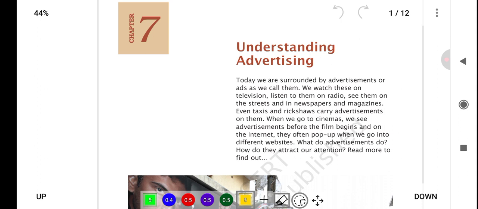Today we are surrounded by advertisements, or ads, as we call them. We watch these on television, listen to them on radio, see them on the streets and in newspapers and magazines. Even taxis and rickshaws carry advertisements on them. When we go to the cinemas, we see advertisements before the film begins, and on the internet they often pop up when we go into different websites. What do advertisements do? How do they attract our attention? Read more to find out.